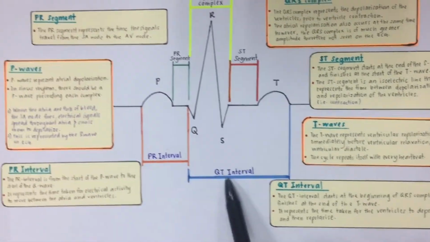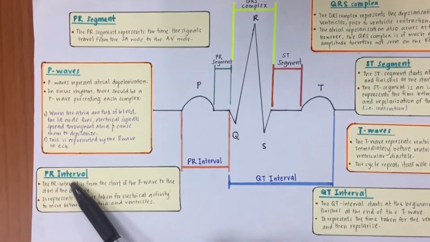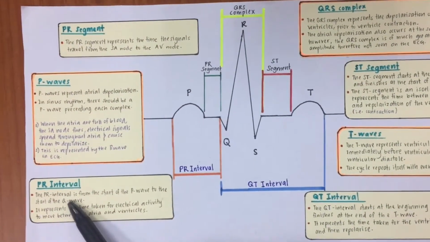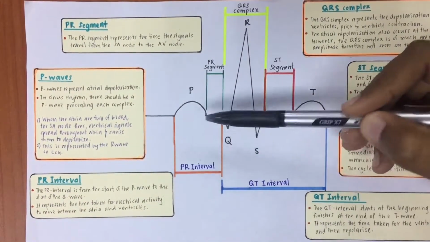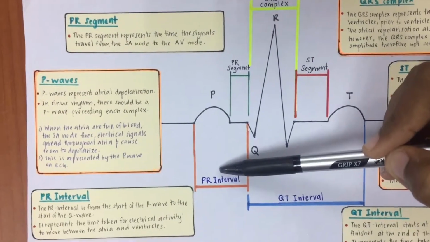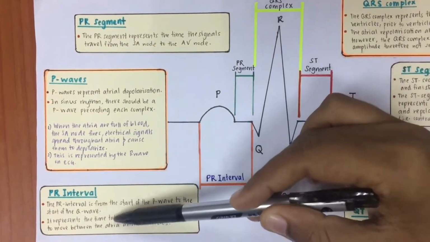And we also have 2 intervals. We have the PR interval at the beginning, and lastly we have the QT interval. So the PR interval is from the start of the P wave to the start of the Q wave. This PR interval represents the time taken for the electrical activity to move between the atria and the ventricles.